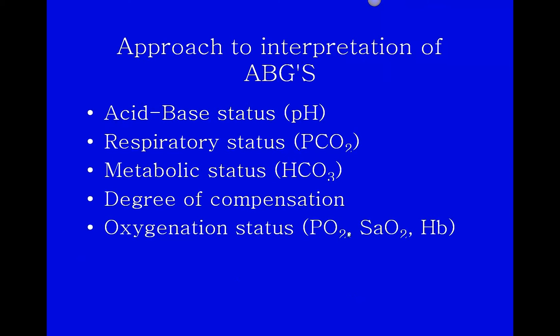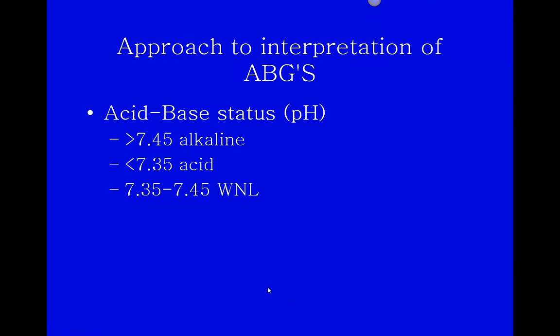We're going to look at the oxygenation status, and we've already done a little bit of that. To do that piece, we looked at the pressure of oxygen in the artery, or the saturation of oxygen in the artery, and we looked at the hemoglobin level. So when we look at the acid-base status, we're going to focus on pH.